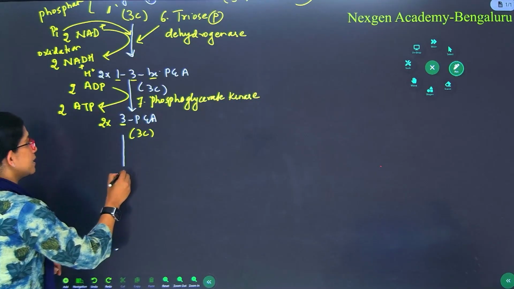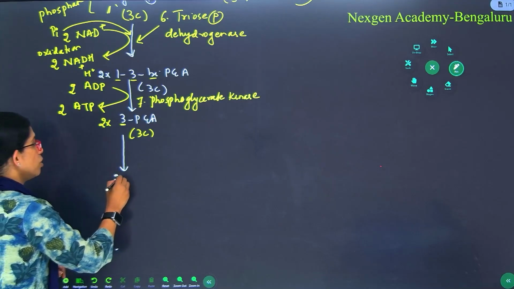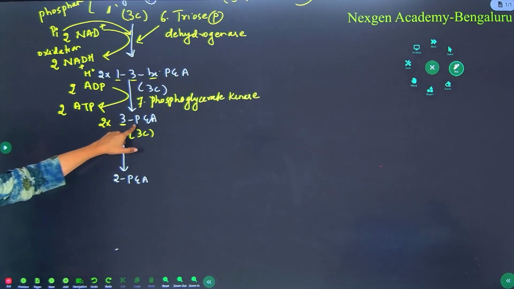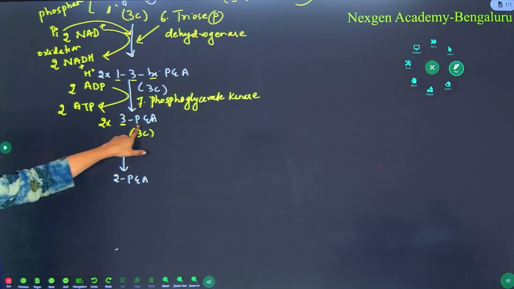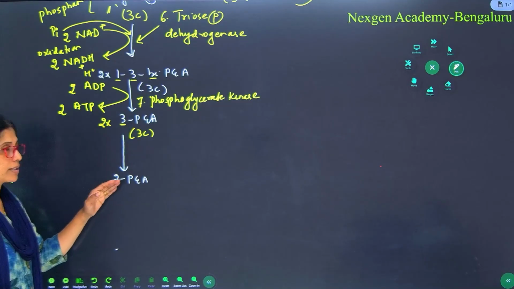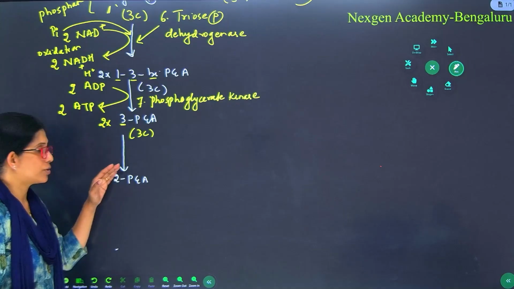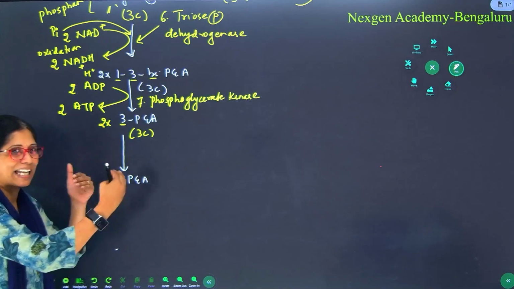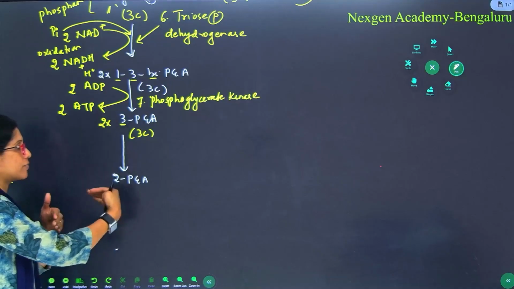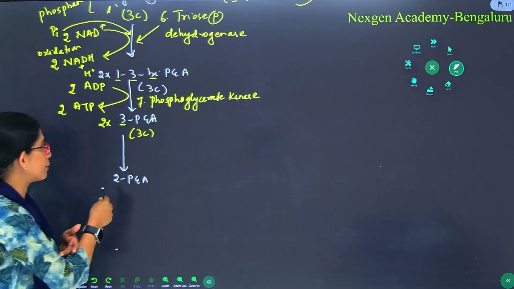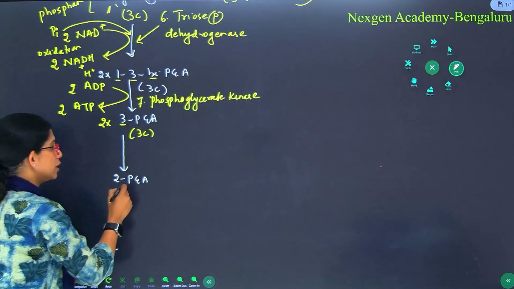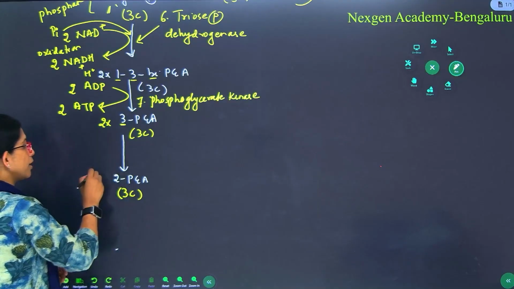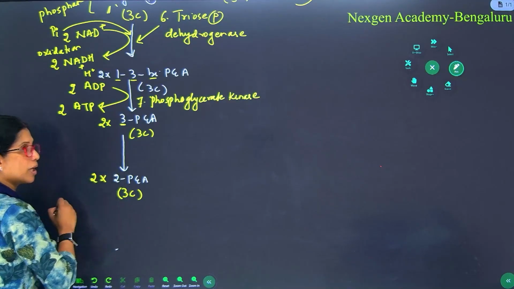This 3-PGA will be converted to 2-PGA, right? In 3-PGA, the phosphate group is on the third carbon. It is converted to 2-PGA, where the phosphate group is shifted to the second carbon. So it is just a rearrangement. From the third carbon, the phosphate group is shifted to the second carbon, right? So 2-PGA is also 3 carbon. So this was 2 molecules. This should also be 2 molecules, right?